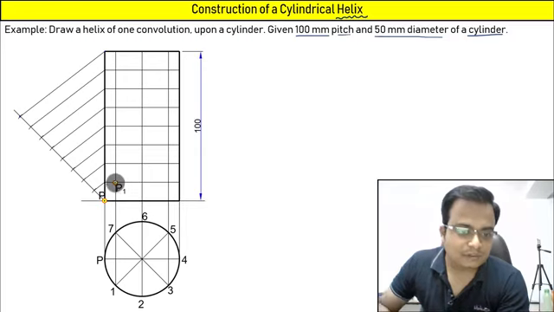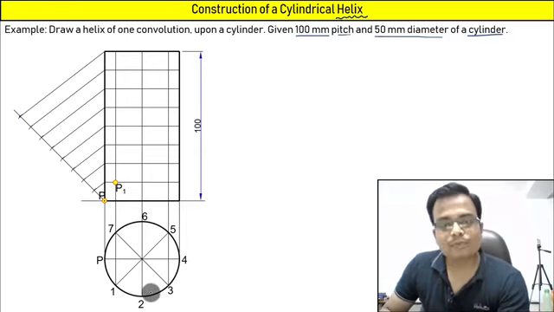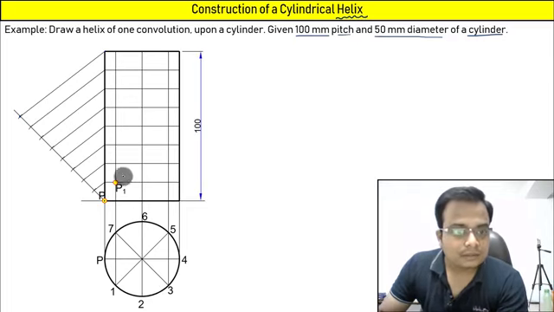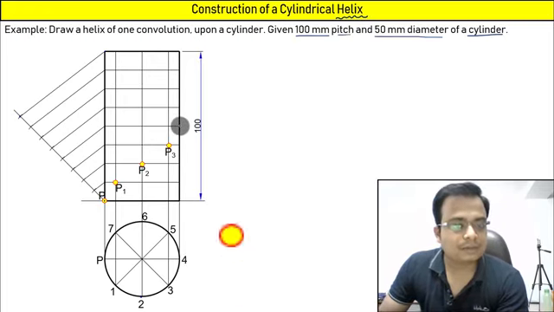The point has moved further from 1 to 2. So another 1/8 of the pitch will be covered. That means here, that is point P2. That means we have now reached point 2. The point is going to move further, 3. So in the front view it will be here. That is going to be P3. Now the point has moved from 3 to 4. That means in the front view it is going to be above 4. That is here. That is P4.